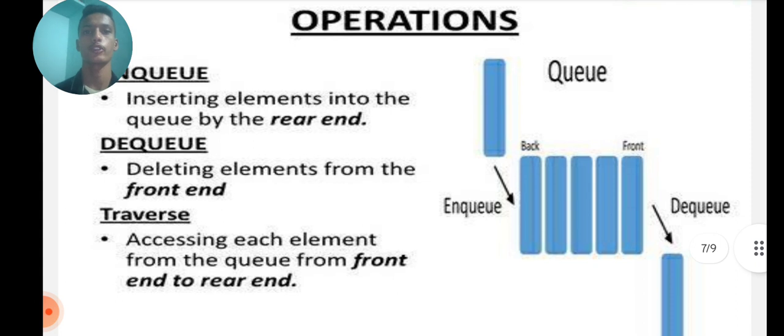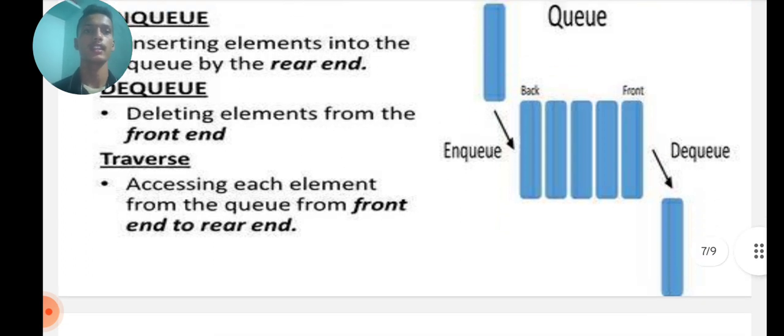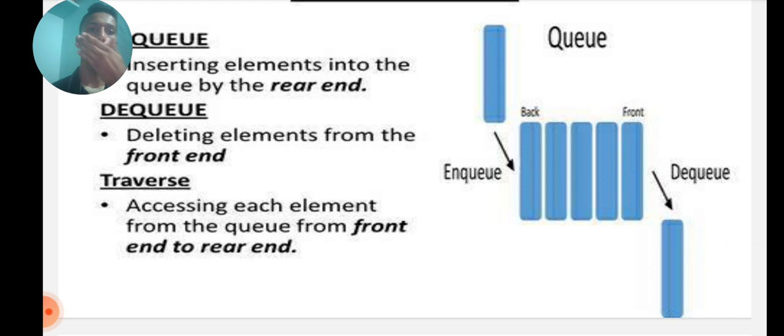Here are the operations of queues. Enqueue inserts elements into the queue at the rear end. Dequeue deletes elements from the queue at the front end. The third one is traversing. Accessing elements of the queue from the front and rear end is called traversing. Here is the example for queues: enqueue, dequeue and traversing.